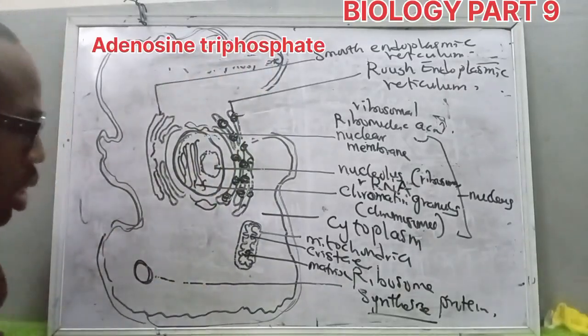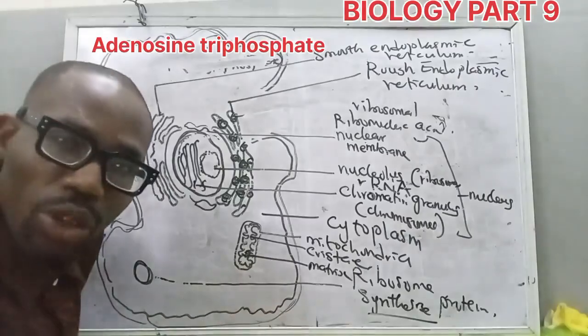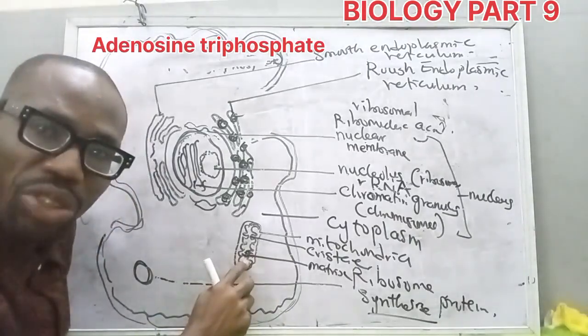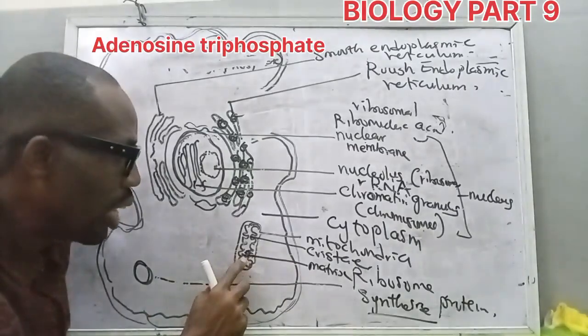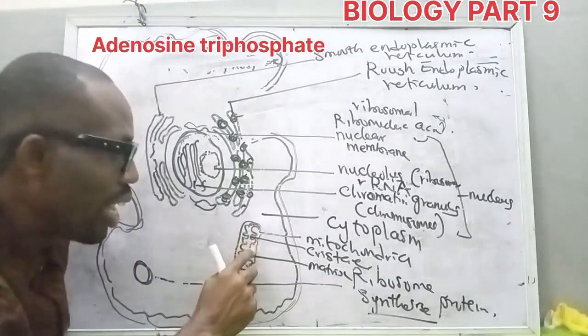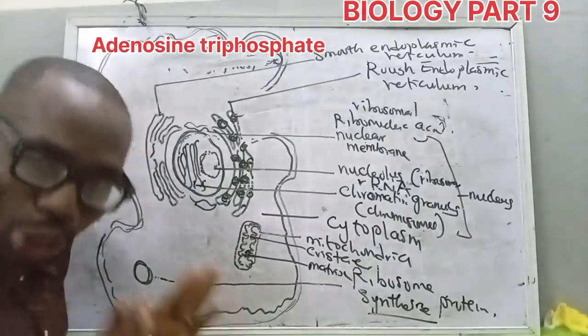Now, this matrix, this is where what we call Krebs cycle and electron transport chain takes place. Krebs cycle and electron transport chain takes place in the matrix. While the cristae is the point where enzymes are released or are produced. Is that clear? Just hold that.